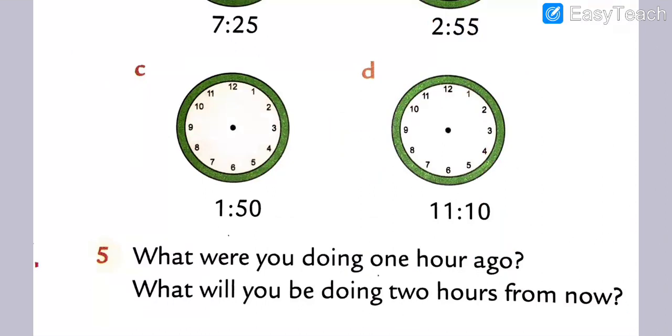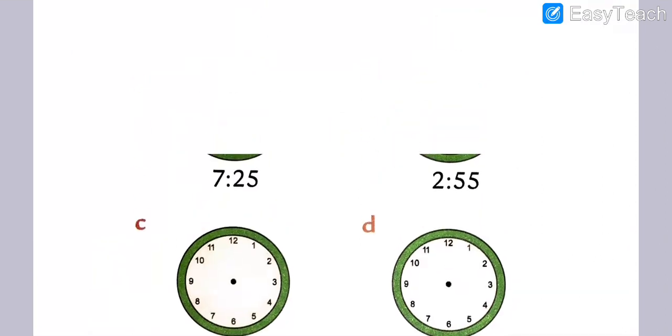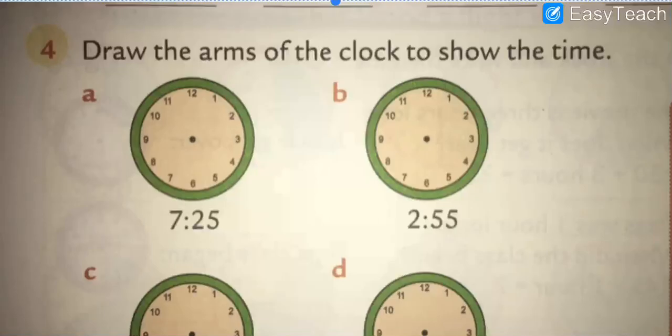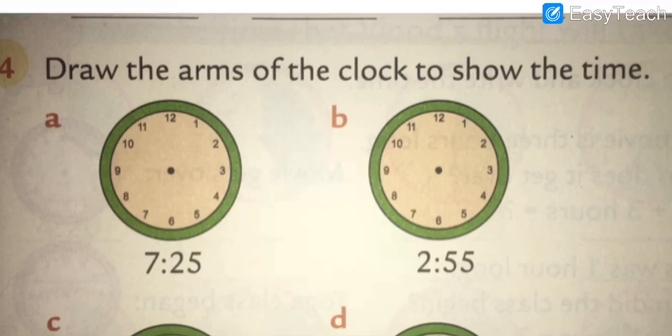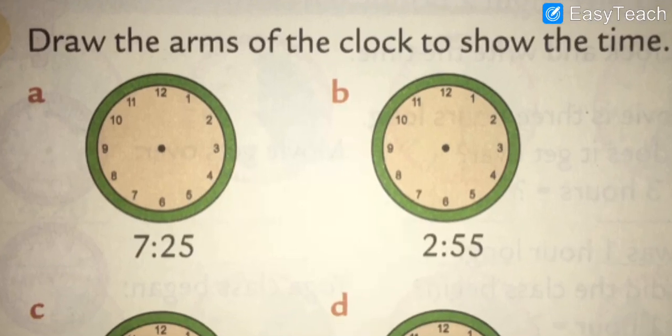Okay, exercise number 10A, question number 4. Draw the arms of the clock to show the time. So what do we have to do, my dear students? We have to draw the arms, means we have to draw the hands, the hour hand and the minute hand. Got my points, my dear students? The given time we have to show on the clock. Understood all?